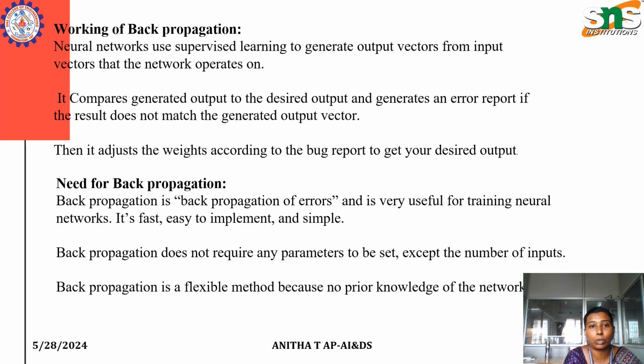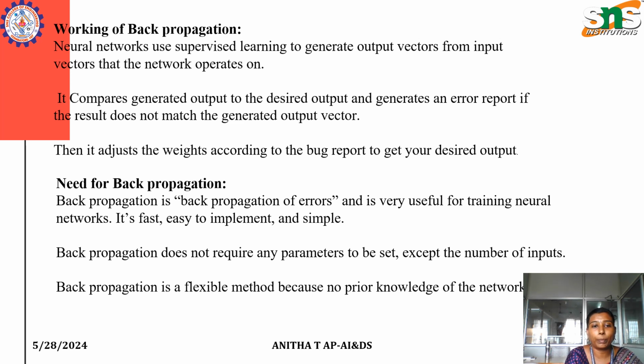the neural network uses supervised learning to generate output vectors from input vectors that the network operates on. It compares the generated output to the desired output and generates an error report. If the result does not match the generated output vector, then it adjusts the weights according to the error report to get the desired outputs.